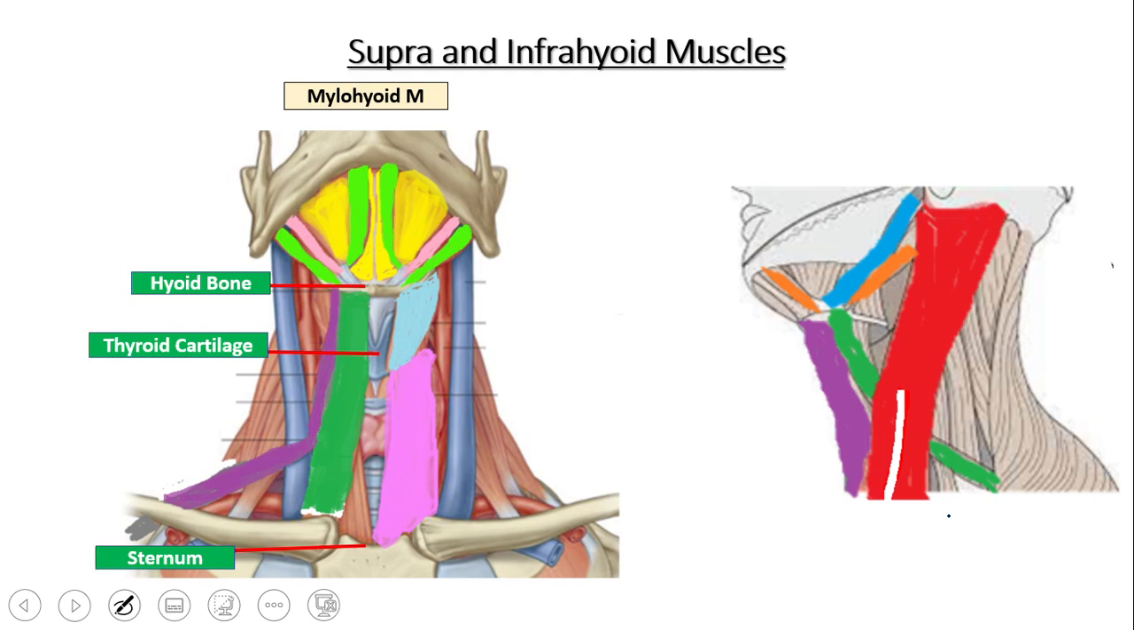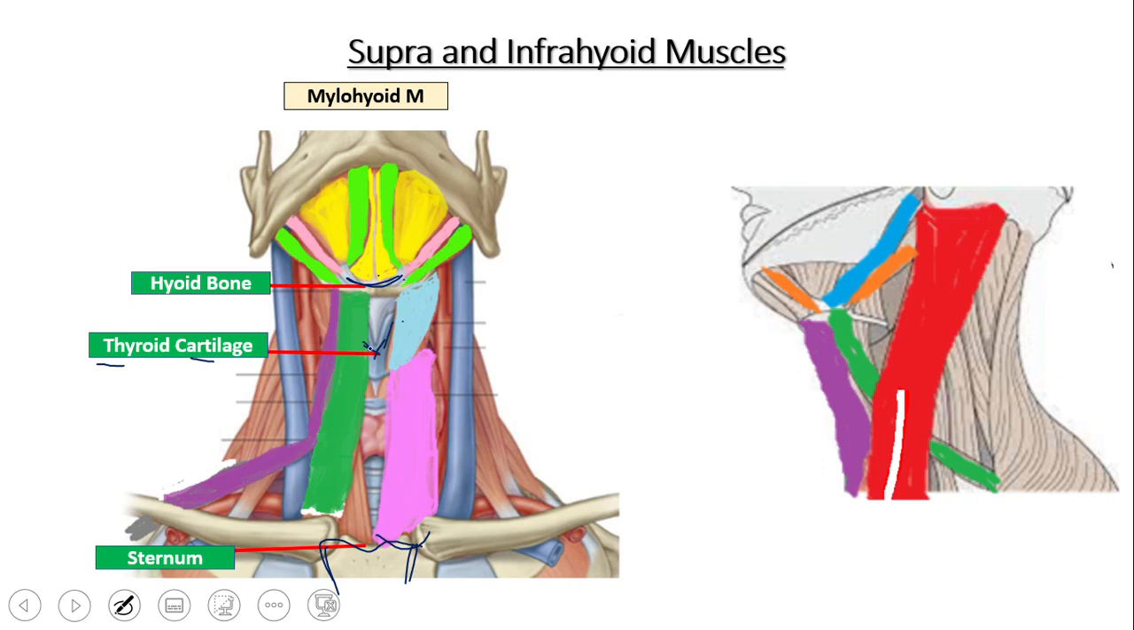The supra and infrahyoid muscles. Before discussing those muscles, let's discuss three important landmarks in the middle line of the neck. So this bone here is the hyoid bone, which is the only bone in the body that does not articulate with another bone. Down to the hyoid bone, we have this cartilage, which is the thyroid cartilage. And then down here we have the sternum bone. So again, hyoid bone, and then thyroid cartilage, and then the sternum.